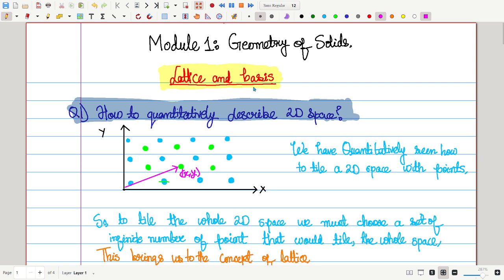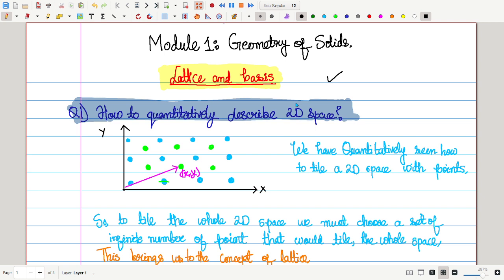So the first thing that we are going to learn in this course is lattice and basis. So what is lattice and what is basis? In today's lecture, we are only going to see some basic definitions of lattice and some 2D lattices. We are going to see some concepts regarding lattice, what is not called a lattice, what are the conditions of making a lattice. So this is the stuff that we are going to learn today.